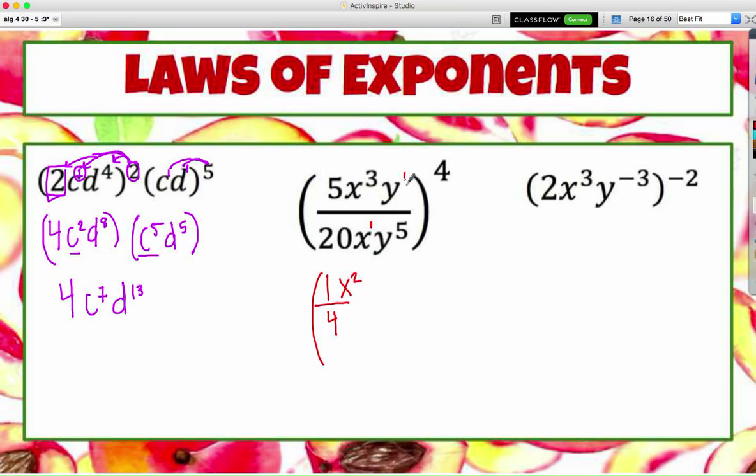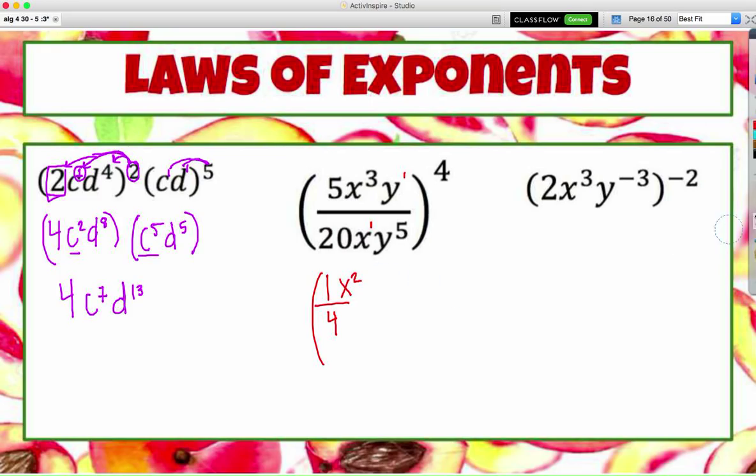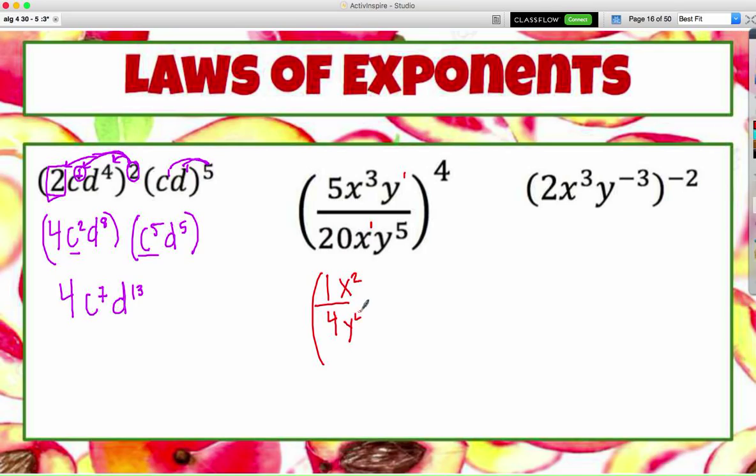Y to the 1st on top minus y to the 5th on the bottom would give us a y to the negative 4th power, but that's because there are more y's on the bottom than there are on top. So really, this y to the negative 4th power is just out of place. We should put our y to the positive 4th power on the bottom next to the 4. Keep in mind, all I did so far was reduce what's inside. There's still a 4 on the outside of the parentheses.